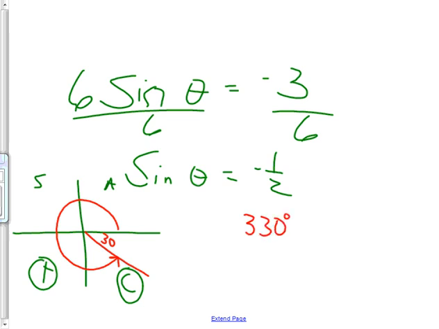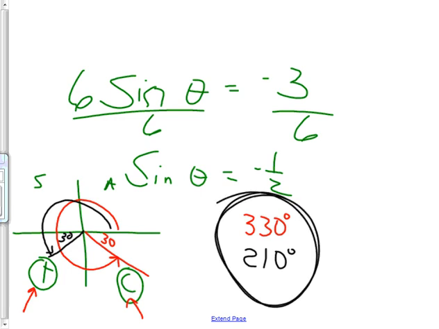Isn't there another answer? Yep, because we just did this one. Now we're going to do the one in this quadrant. So then that would be a triangle that looks like this. I'll do it in black. This is 30. So now I take 180 plus the 30. What's that? 210. You see how the two answers came about? Raise your hand if you got those answers. You get that. Okay, good.